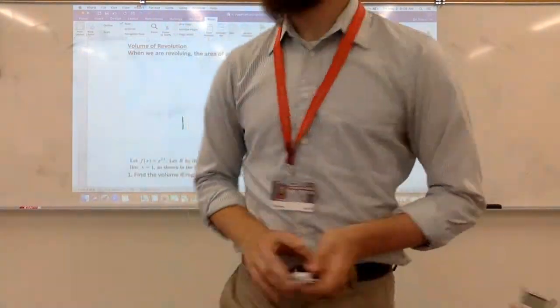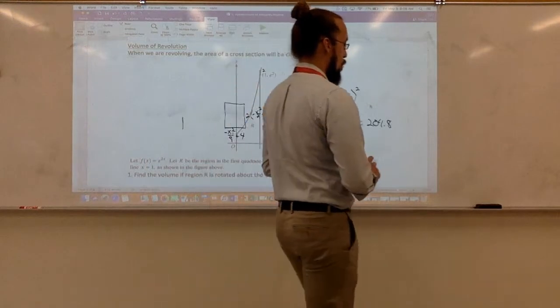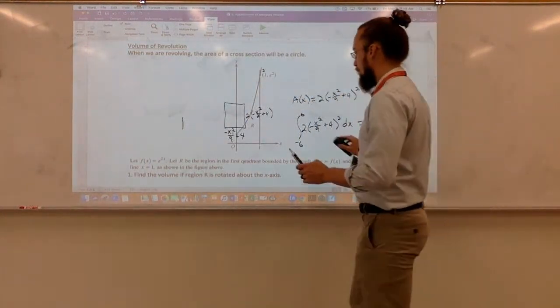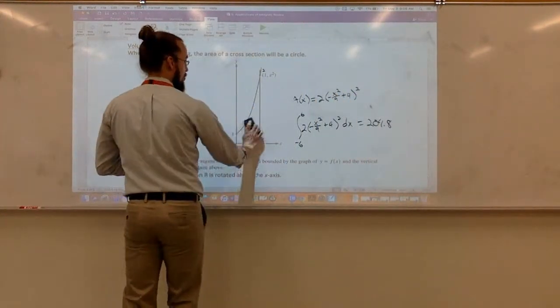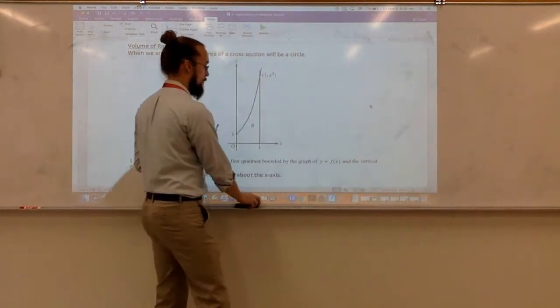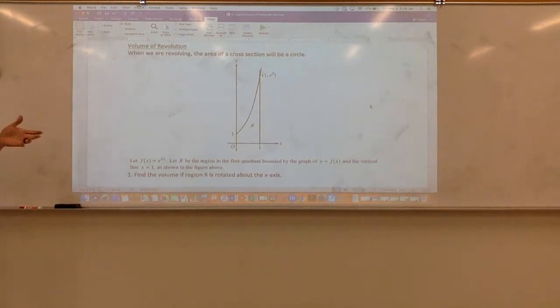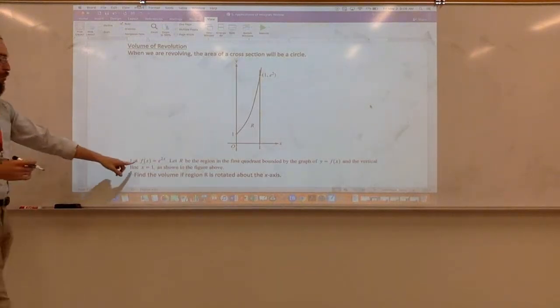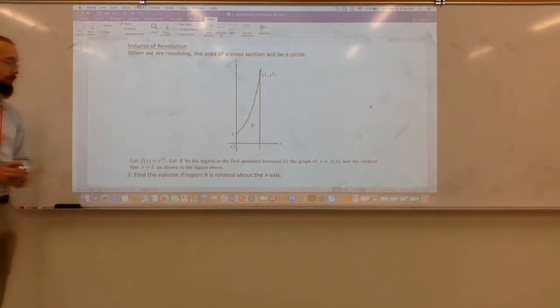The final idea then is volume of revolution. So here, I want to take some region and revolve it about a horizontal or vertical line. We're given this region enclosed by this function and the line x equals 1. The first part says find the volume if this region is rotated about the x-axis.